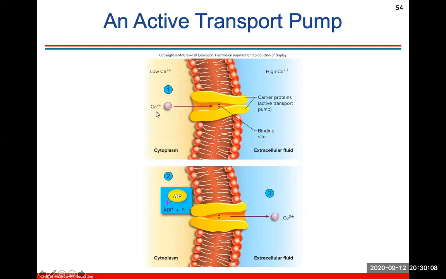So this is a look at calcium, showing how in order to get calcium across the membrane, we need to hydrolyze ATP or break it down. And when we break down adenosine triphosphate, we break it down into an ADP and an extra phosphate group. And that phosphate group energizes this pump to get the calcium across the membrane.